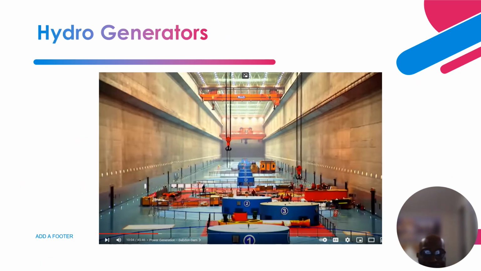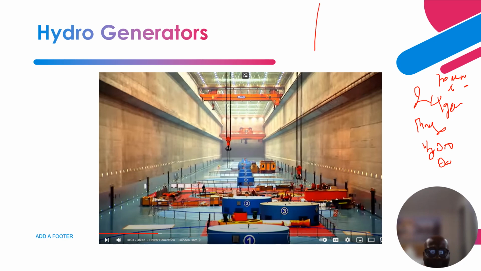Now let's talk about the location of the hydro generators, the bay where all these generators are located. For this particular dam, I think the Three Gorges hydro dam, we have 24 generators. That's how large this is, and I think each one is about 700 megawatts. So that's a large power plant. They are lined up like this in bays, and they are vertically mounted.